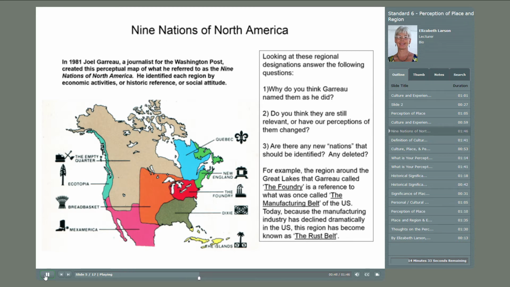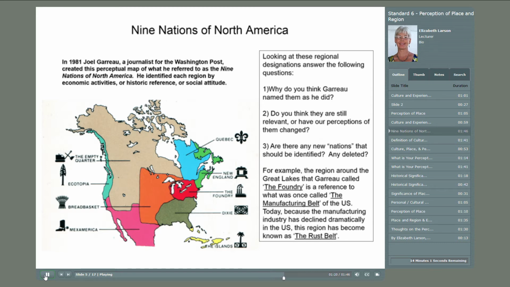Looking at these regional designations, then, answer the following questions. Why do you think Garreau named them as he did? What was the value and significance of each of these areas of this country? Looking at it and studying it more closely, do you think the regions are still relevant, or have our perceptions of them changed, or have they in reality changed? Are there any new nations that should be identified? Any nations or regions that should be deleted?